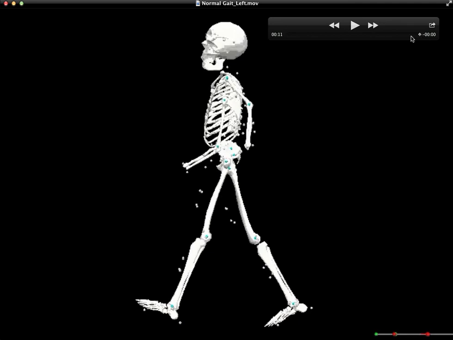Okay, those are the phases or the footfall events of the walking cycle.